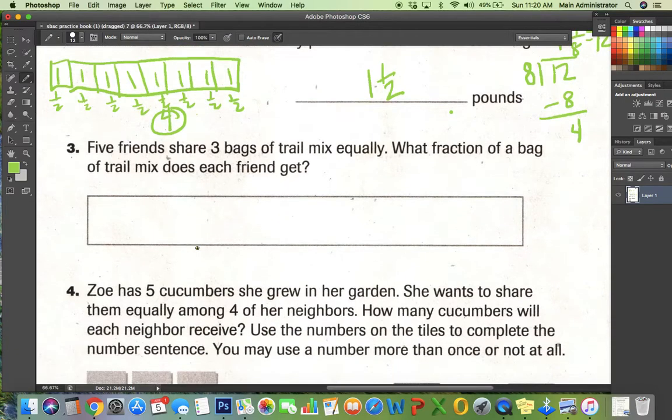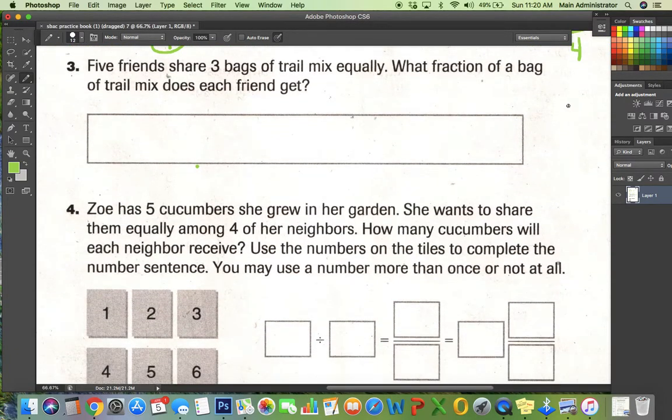All right, 5 friends share 3 bags of trail mix equally. We got 5 friends: 1, 2, 3, 4, 5. These are people, in case you didn't know. 5 people, and I've got 3 bags of trail mix, and they're going to share it equally. It says, what fraction of a bag of trail mix does each friend get? Okay, I would take this bag and I would divide it into 5. 1, 2, 3, 4, 5. And then this person would get 1/5.